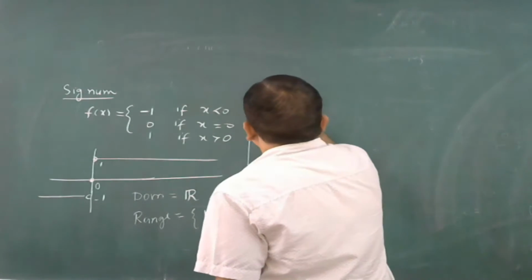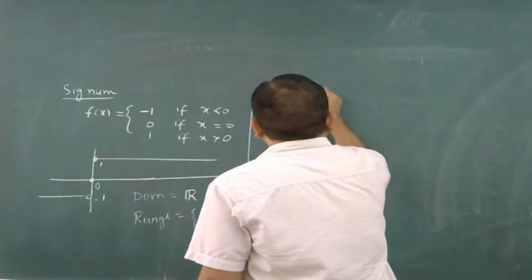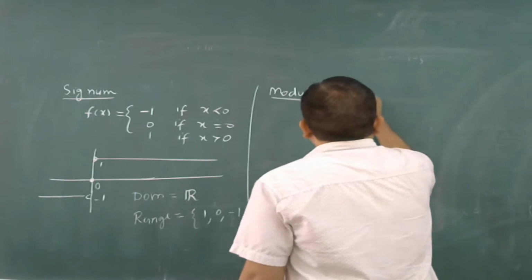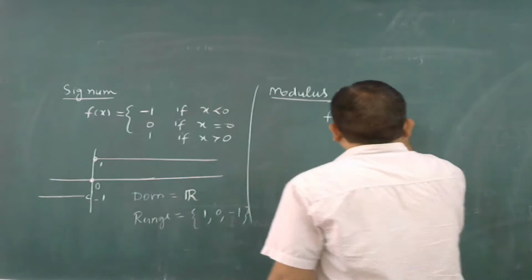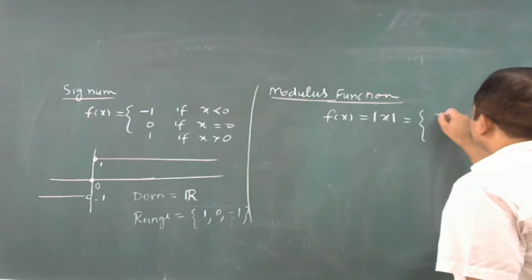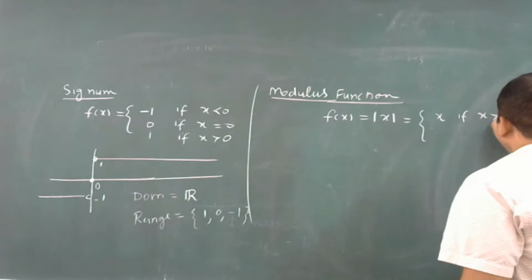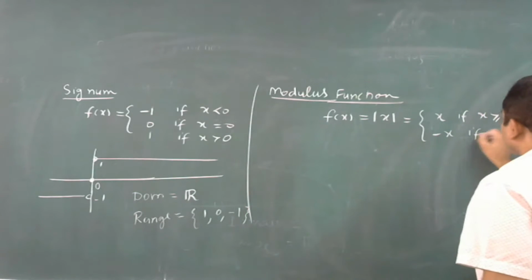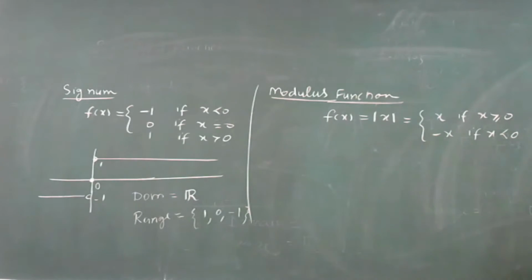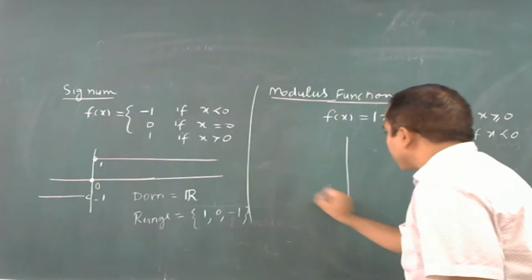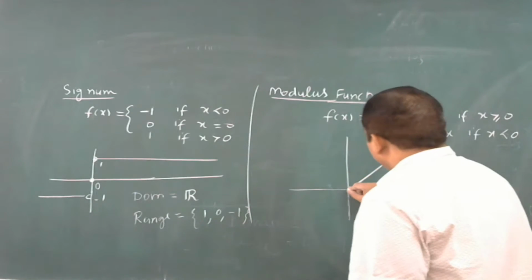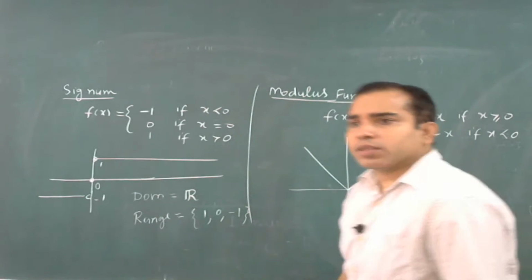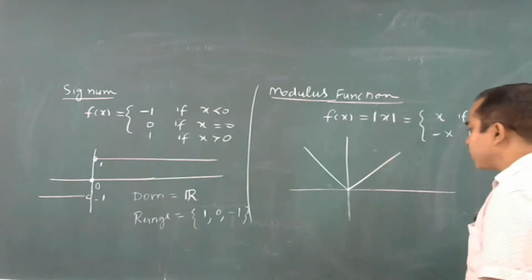Modulus function we defined like f(x) equal to mod x, and its definition was x if x is greater than or equal to 0 and minus x if x is less than 0. Right? And here also, if you draw the graph, we discussed in the previous lecture, and if you plot all the points, the graph would come like this, V-shaped graph, है ना? Yeah, the graph will come like this.